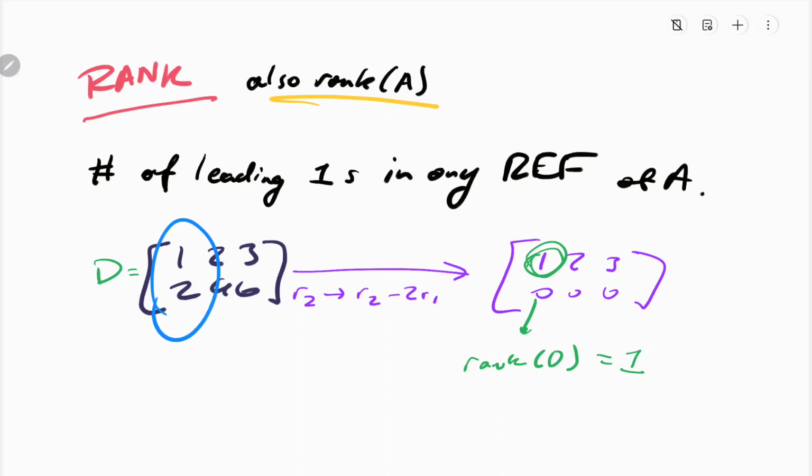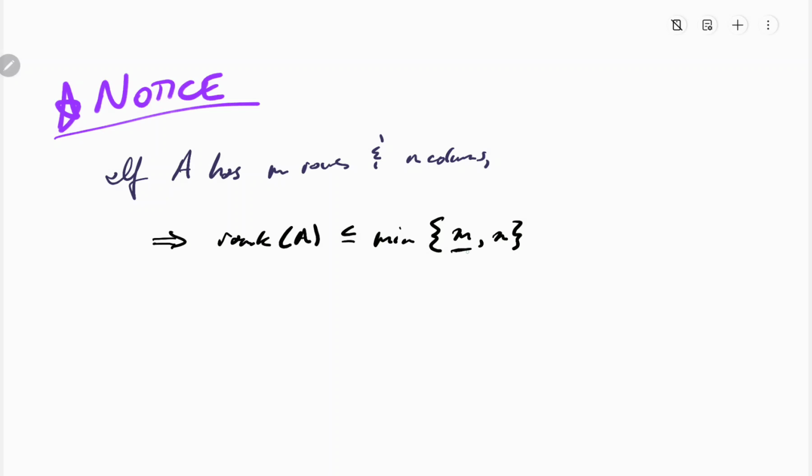Another thing is that if matrix A is an m by n matrix, the rank has to be smaller than or equal to the smaller of either the number of rows or the number of columns. This might seem confusing at first, but if we put a matrix into row echelon form, each row can only have one leading one. If I have this as my leading one, this is not a leading one because it's a following one. The same goes with a column.